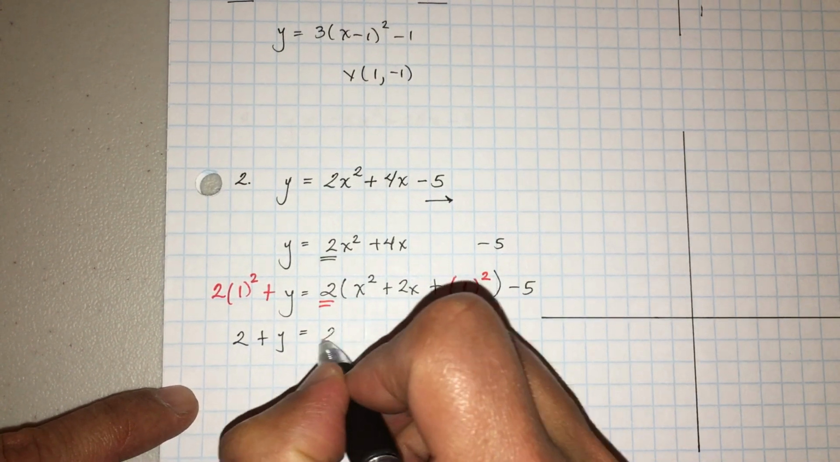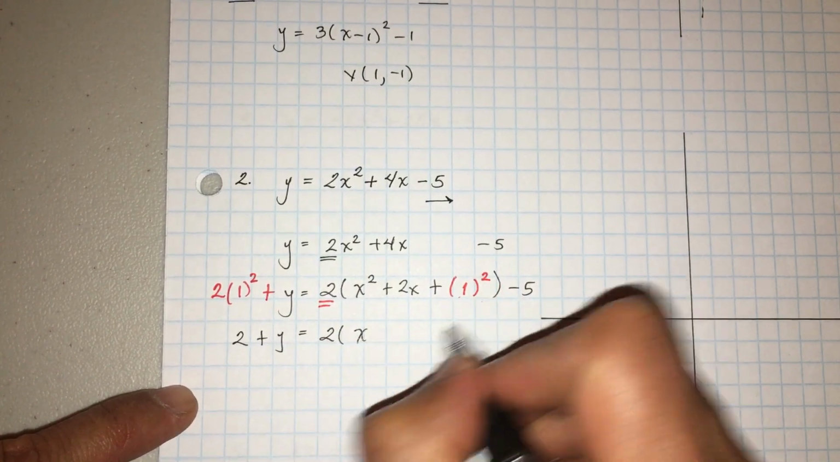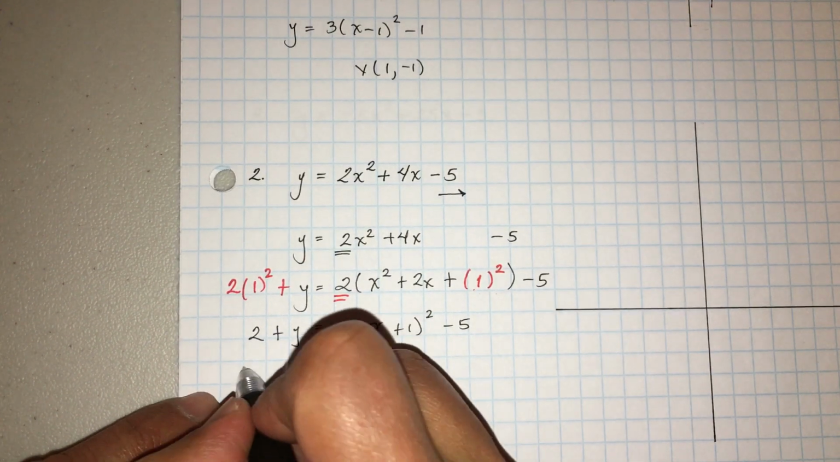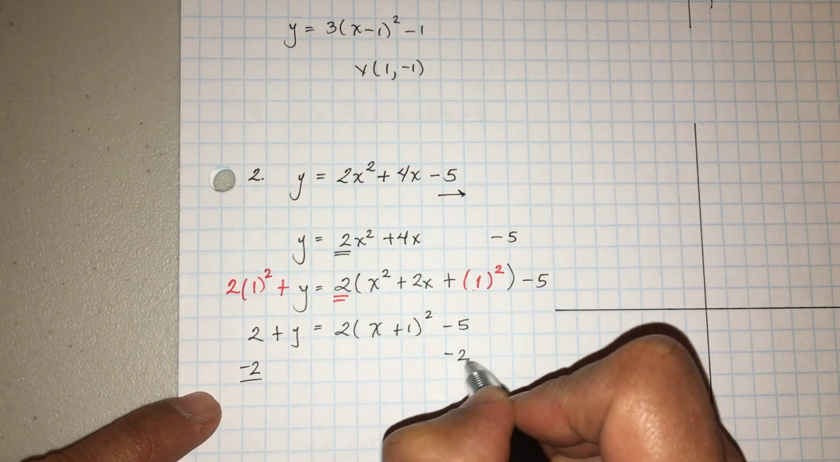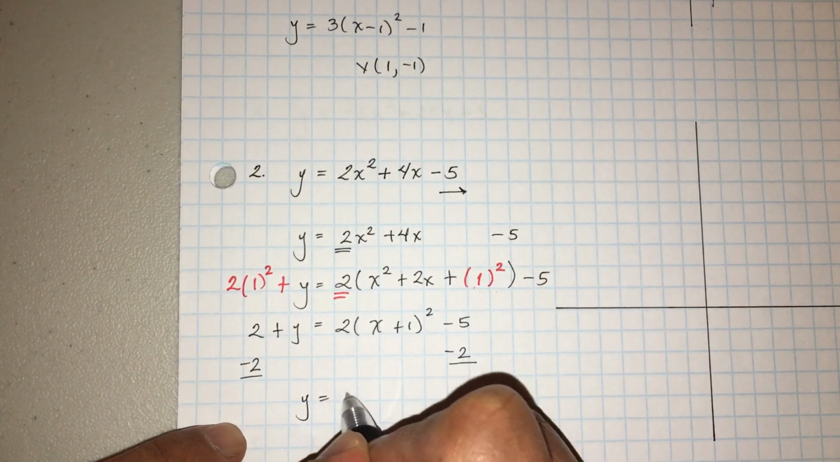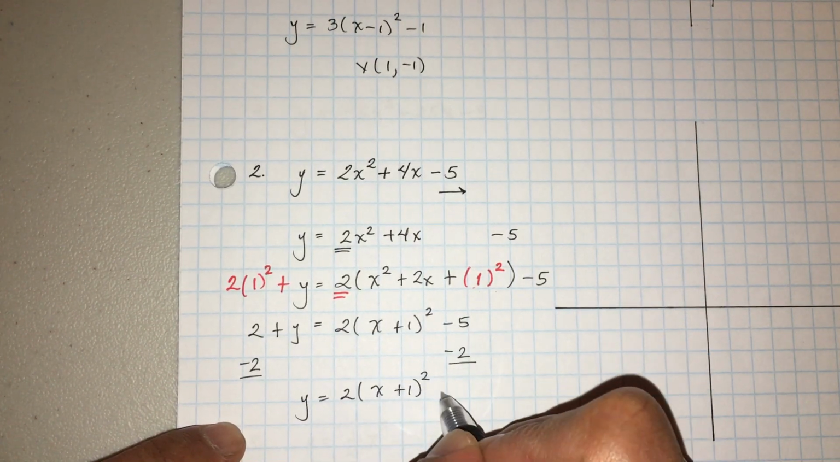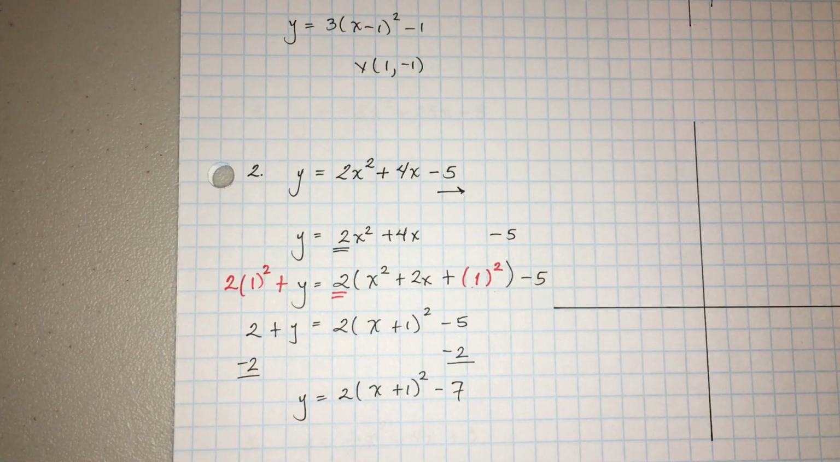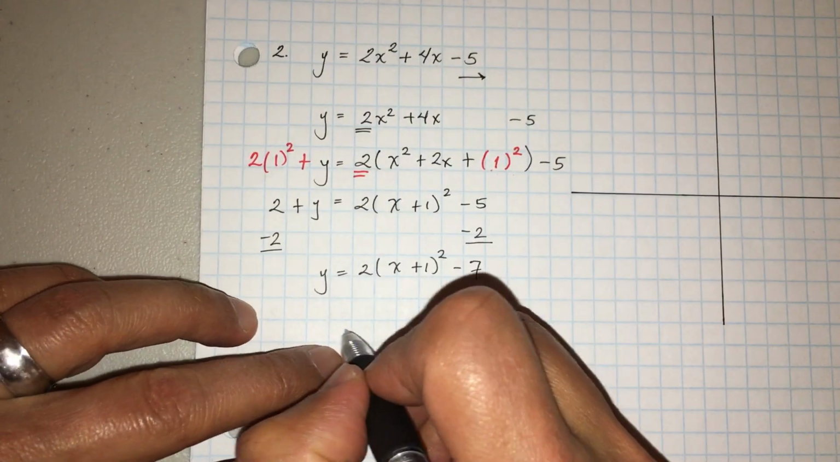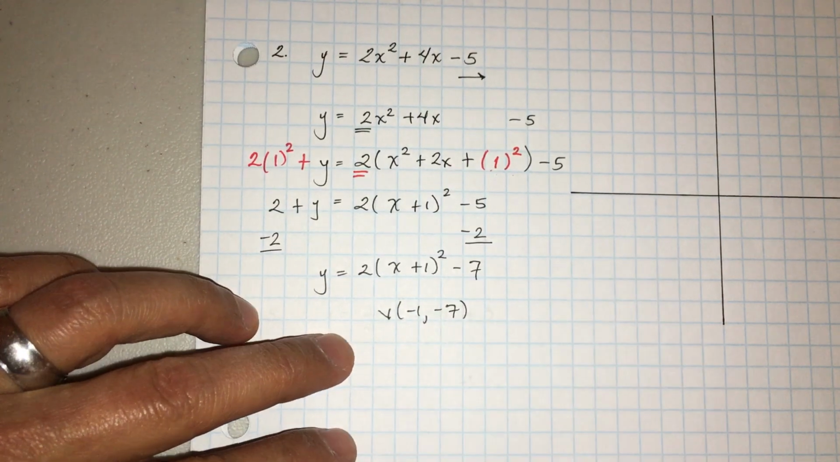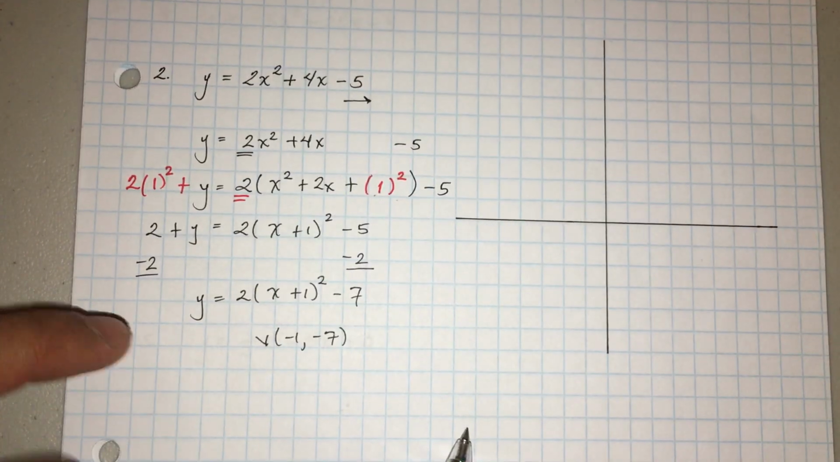So now let's go ahead and factor. We're going to get an x plus 1 right there, squared minus 5. Positive 2 becomes a minus 2, menos 2 a los dos lados. So now we get y is equal to 2 times x plus 1 squared, negative 7. So now my vertex is negative 1, comma, negative 7. Great.